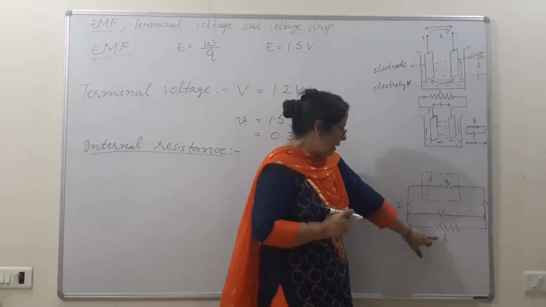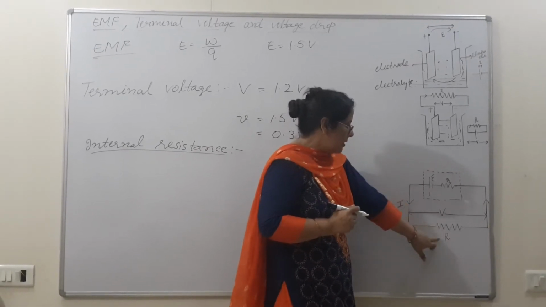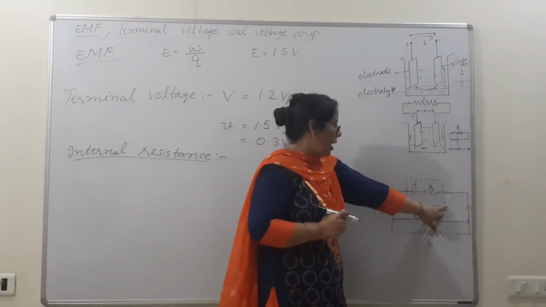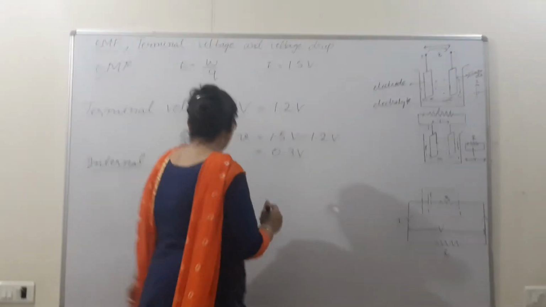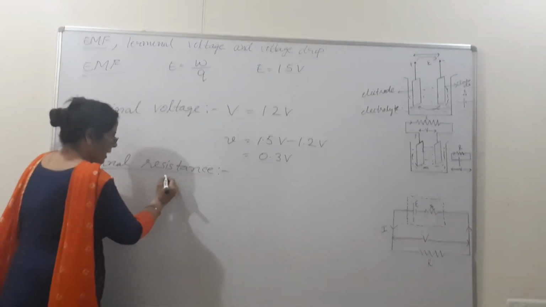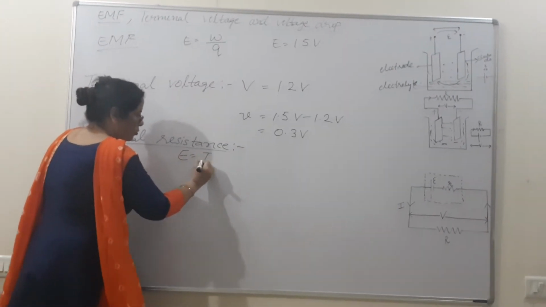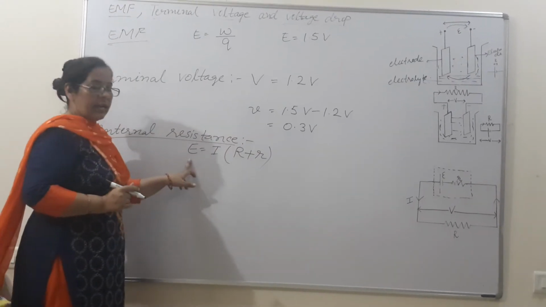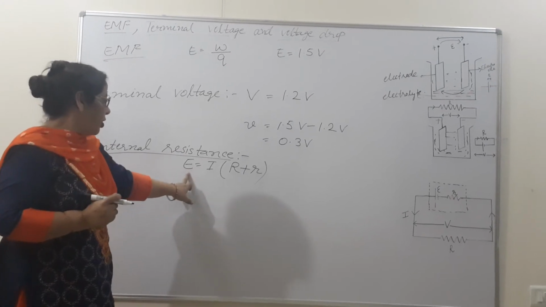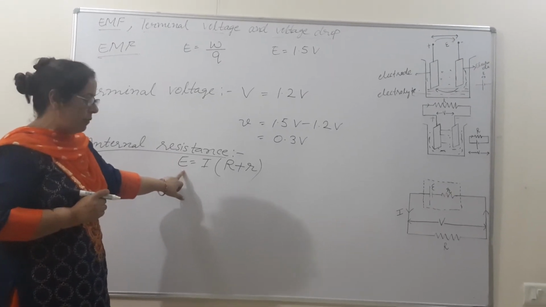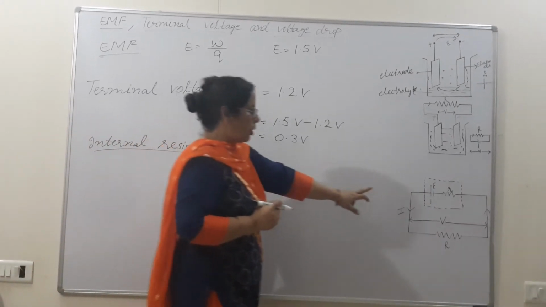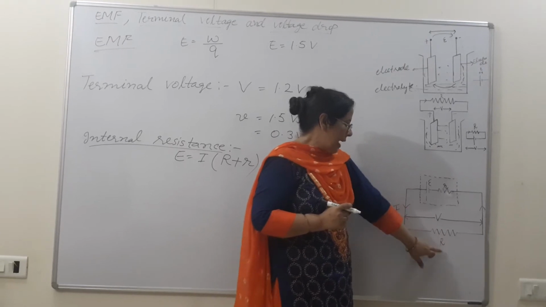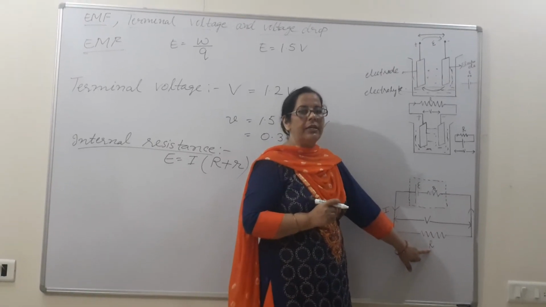Then this capital R is the external resistance. External resistance means resistance of the whole circuit. So if we want to write down the formula, E will be equal to I into (R plus r). These formulas will help you in the numericals. Whenever you have to find the value of EMF, always remember you have to include the internal resistance of the cell also, and you have to add external resistance value also with it.